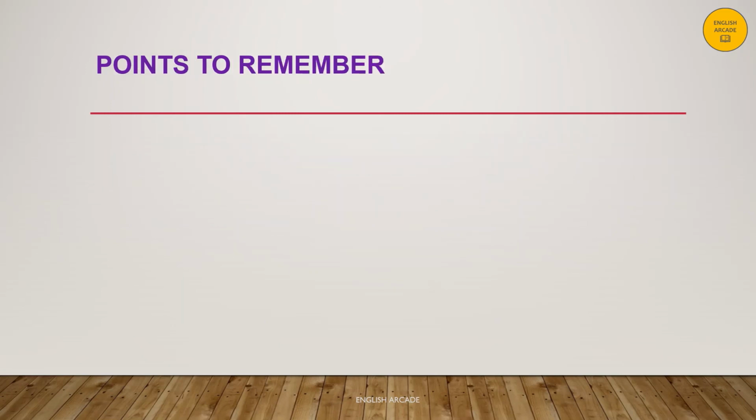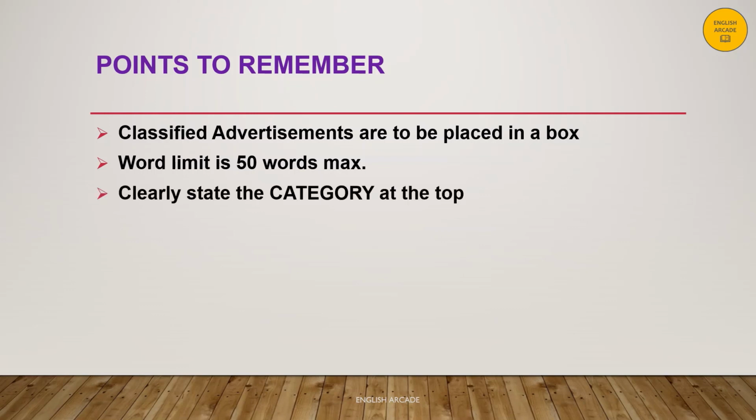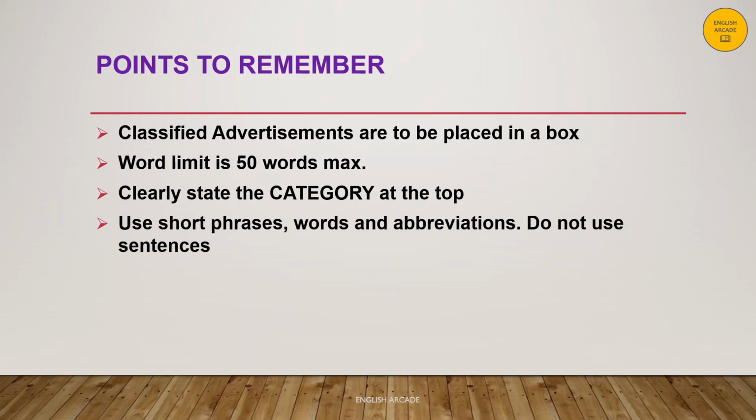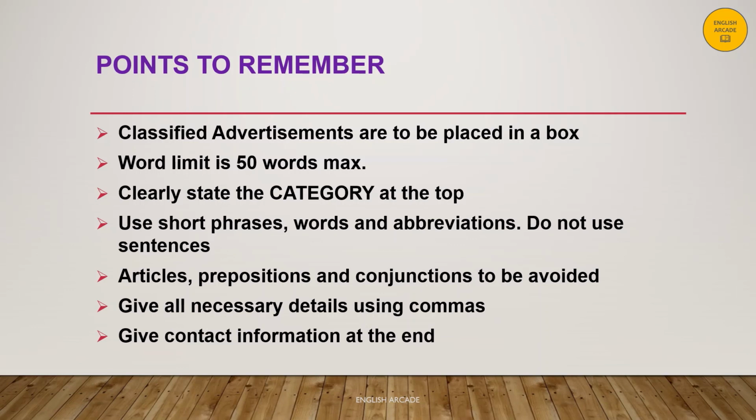Let us refresh the important points to remember while writing classified advertisements. Classified advertisements are to be placed in a box. The word limit is 50 words. Clearly state the category right on top. Use short phrases, words, and abbreviations. Do not use sentences. Articles, prepositions, and conjunctions can be avoided. Give all necessary details using commas and conclude with the contact information.